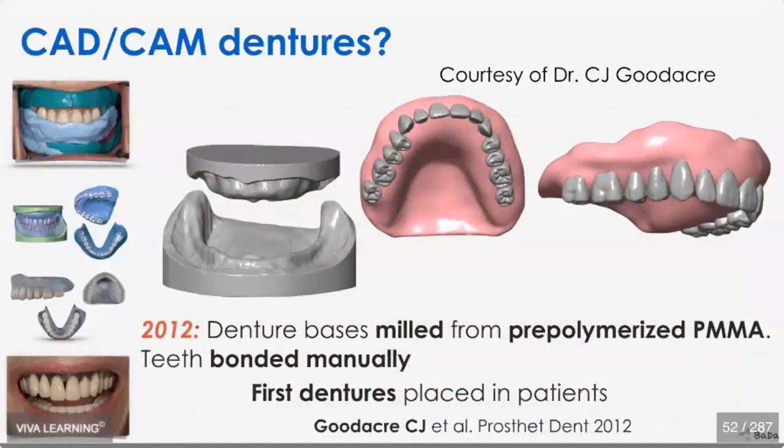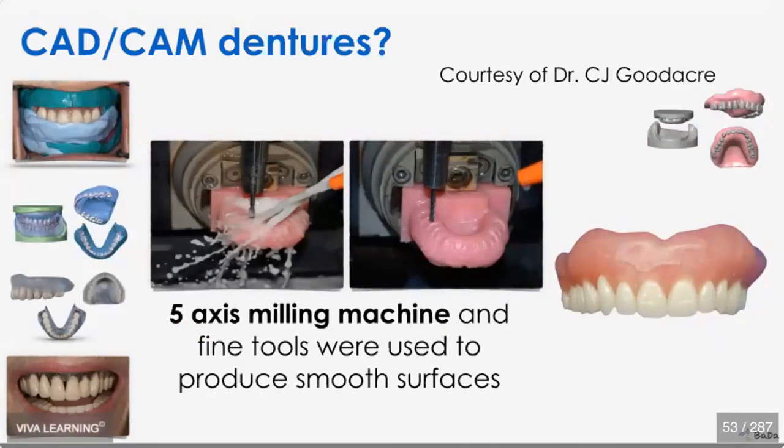And it wasn't until 2012 he published another article in the Journal of Prosthetic Dentistry, where this time he had the denture bases milled from polymethyl methacrylate and the teeth bonded manually. It was the first denture that was ever placed in a patient. You can see here the block was fabricated by Dr. Greco himself. They were not fabricated under severe pressure, like 5 or 6 bars of pressure, and it wasn't a very dense material, but he just wanted to make sure that this concept works.